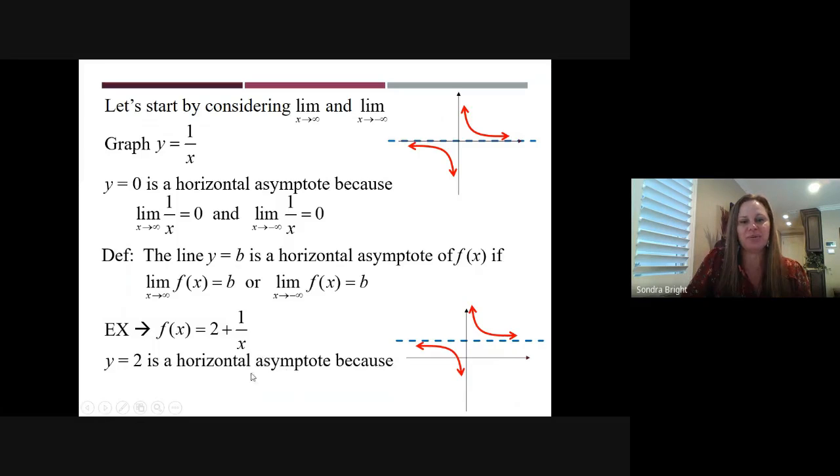And so y equals 2 is a horizontal asymptote for the same reasoning. It doesn't matter if x is going to positive or negative infinity, the y values are approaching 2. So as x is approaching positive infinity, you're going in this direction, your y values are getting closer and closer to 2. And as x is approaching negative infinity, your y values are also going to 2.